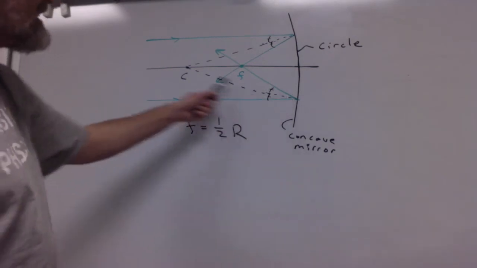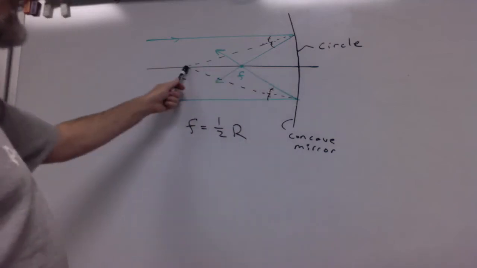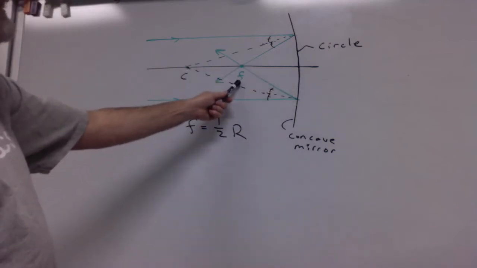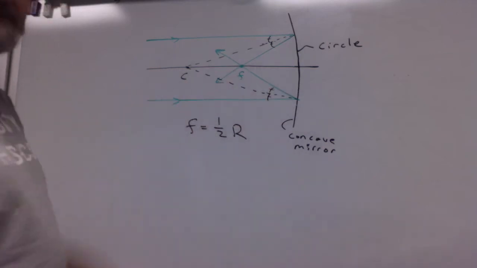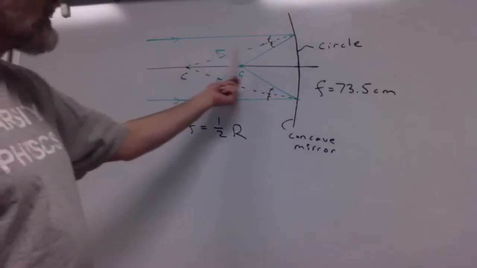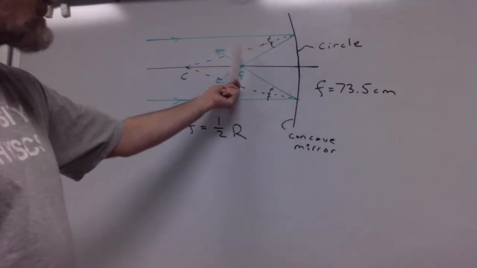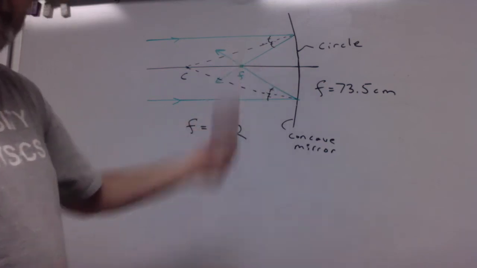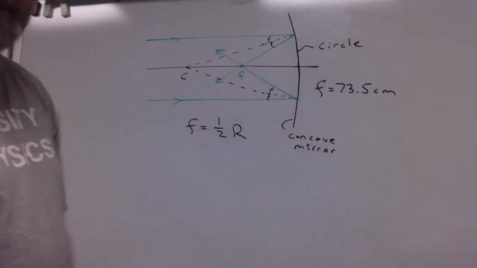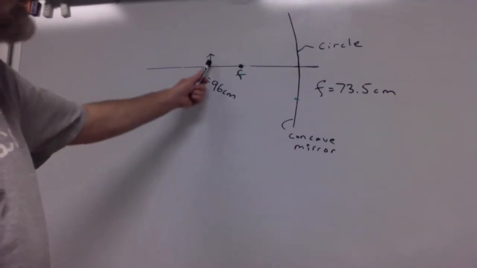Well, then this line here is the radius of the curve. And approximately, you can see that the focal length is about 1/2 of the radius. So we found the focal length by moving the paper back and forth until we got a small spot there. That's where the focus is. And then we measure the distance from the mirror to here. I got 73.5 centimeters.